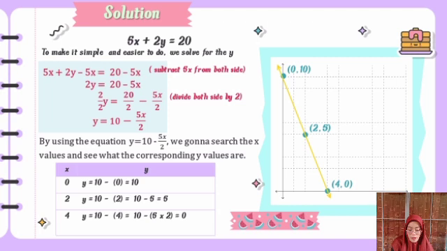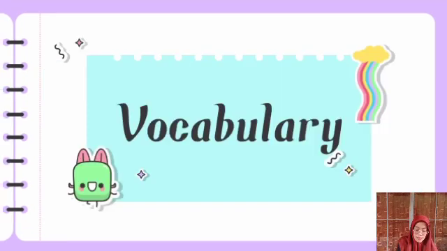And we can see the graph on the right side. There are points (4, 0), (2, 5), and (0, 10) from this table. Next, I will explain about vocabulary.